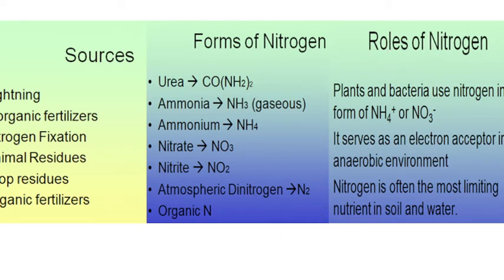What role does nitrogen play in our life? Plants and bacteria use nitrogen in the form of ammonia, ammonium ion or nitrate NO3. It serves as an electron acceptor in an anaerobic environment. Anaerobic means in the absence of oxygen, so in the absence of oxygen this nitrogen acts as an electron acceptor. Nitrogen is often the most limiting nutrient in soil and water, as animals and plants require nitrogen as a macronutrient, but it has a very limited supply.